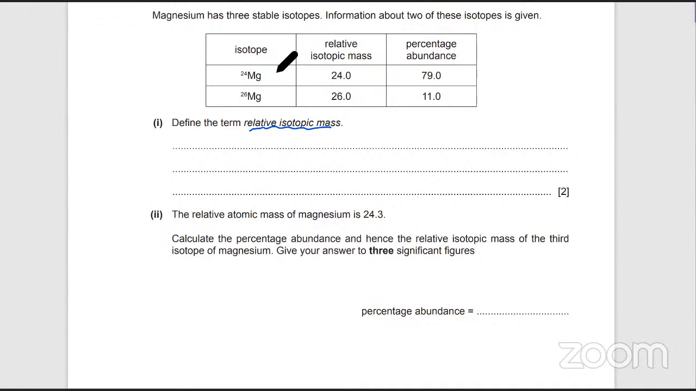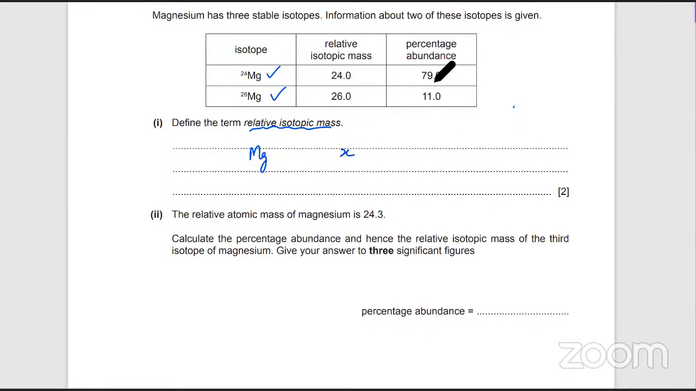Give your answer. So quickly, you've got three isotopes: magnesium 24, magnesium 26, and there is some third isotope which we have no idea of. Okay? We have no idea what the third isotope is. Now the third isotope, okay, let's call that magnesium with an isotopic mass of X.